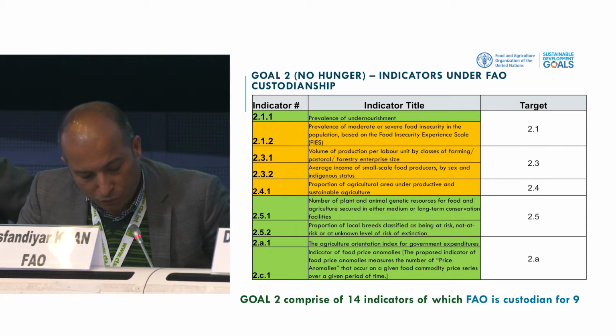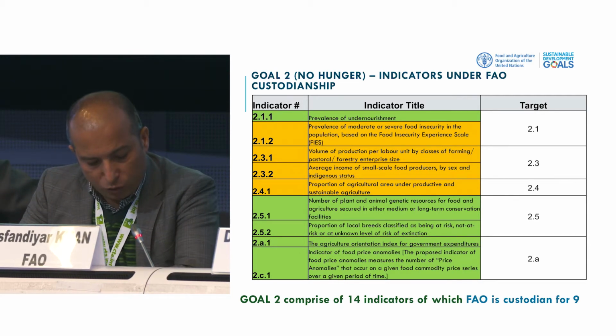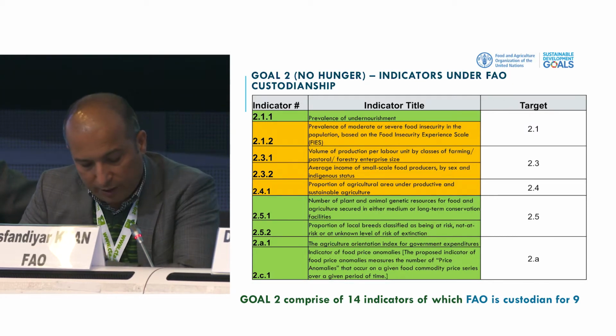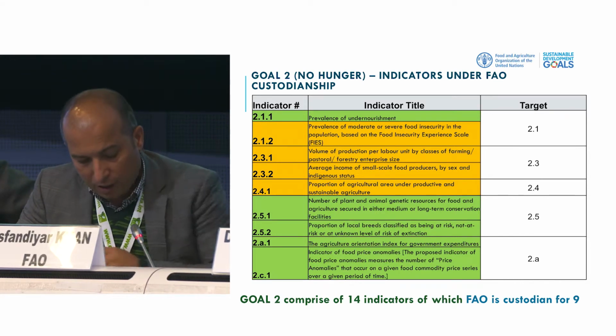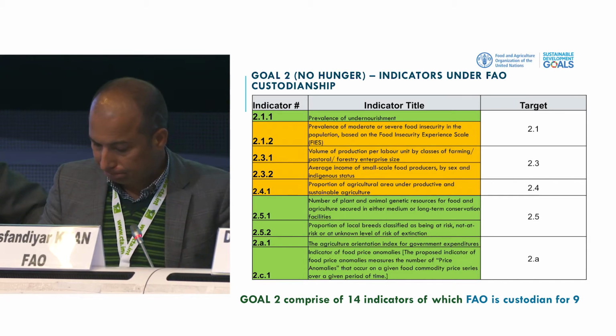And mind you, out of the 4, 2.3.1, which is labor productivity, 2.3.2 on average income of small-scale producers, and 2.4.1 proportion of agriculture area under productive and sustainable agriculture were upgraded in November 2018.